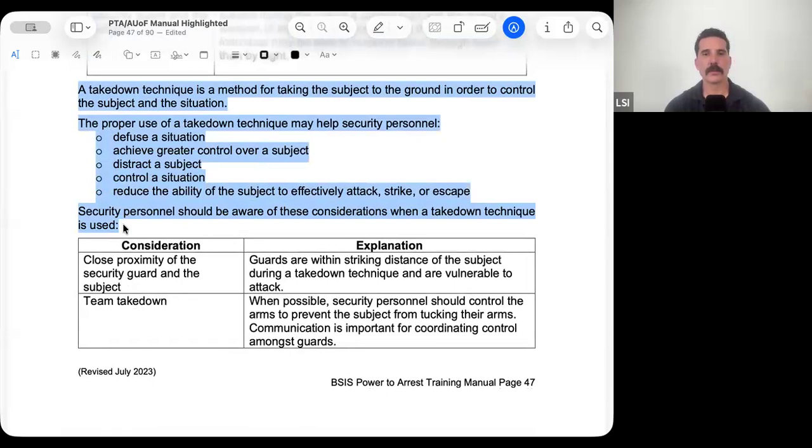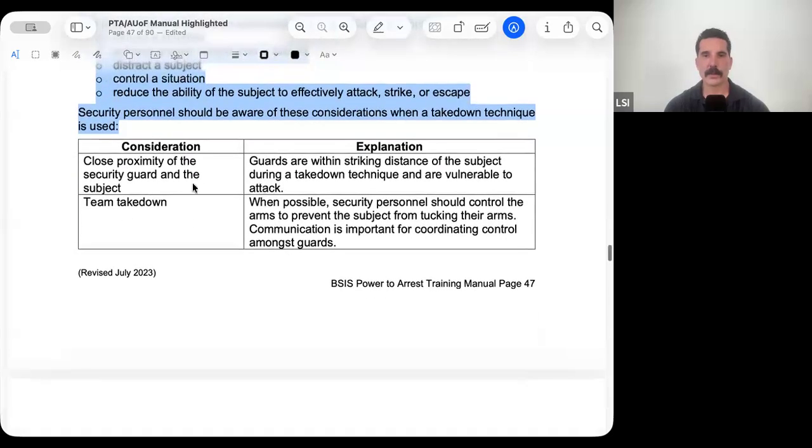A takedown technique is a method for taking the subject to the ground in order to control the subject and the situation. The proper use of a takedown technique may help security personnel defuse a situation, achieve greater control over a subject, distract a subject, control a situation, reduce the ability of the subject to effectively attack, strike, or escape. Security personnel should be aware of these considerations when a takedown technique is used.